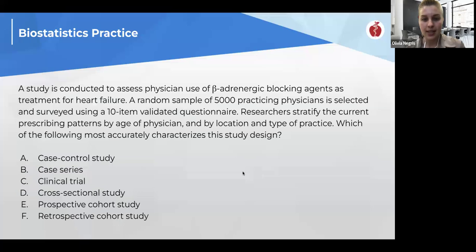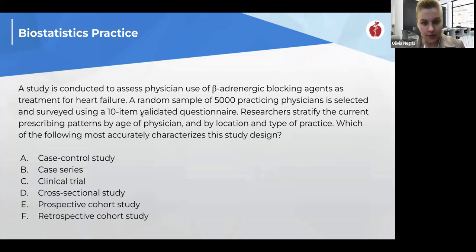Okay, let's go on and show the answer. I see a whole bunch more came in. Great job, you guys. Definitely the overwhelming majority of folks that answered did choose the correct one, which is D. This is a cross-sectional study.